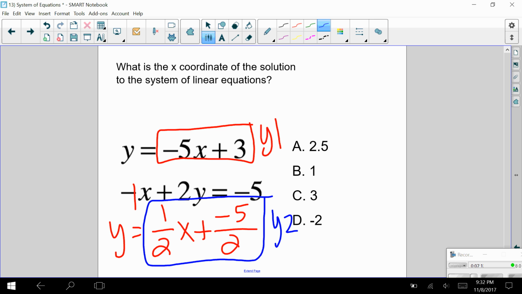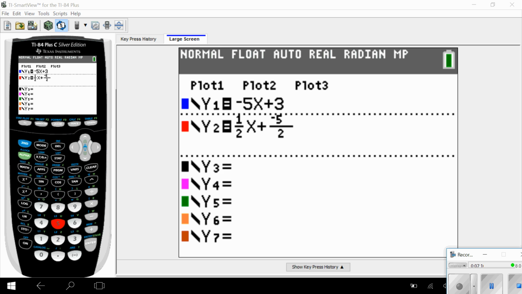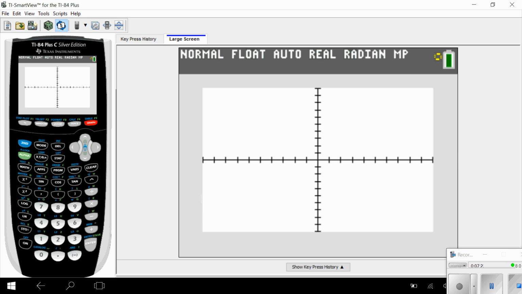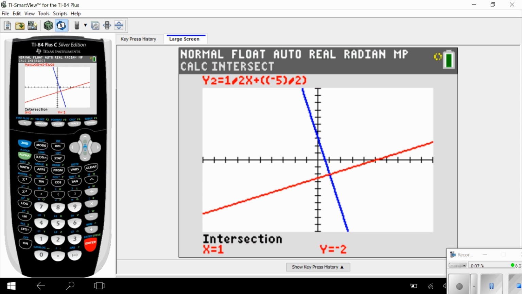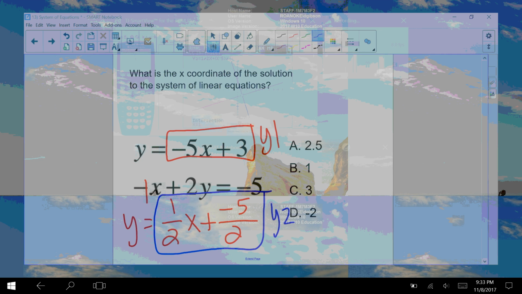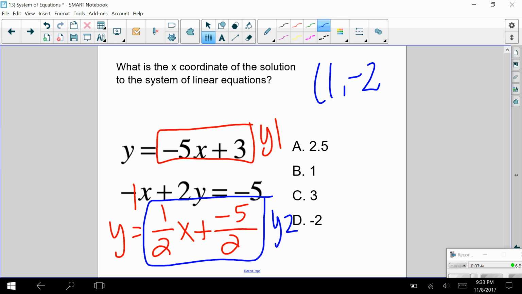We put it in our calculator, and we can go ahead and graph it. First line is in blue. Second line is in red. We can see that they intersect one time, so we find that intersection. Second trace 5, enter until it says intersection. And my solution is 1, negative 2. In this case, it is asking for the x coordinate, so my answer would be B.